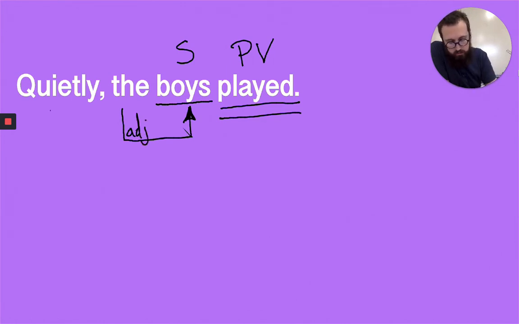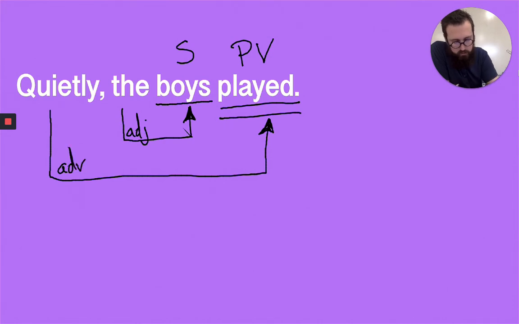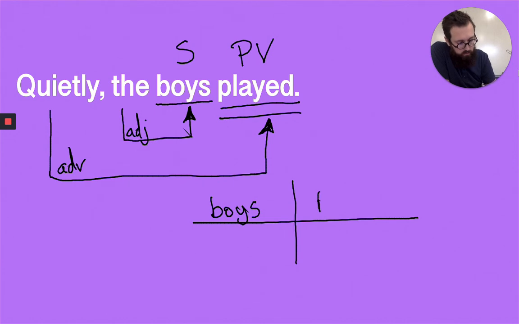And quietly tells me how they played. And that is an adverb because it is modifying a predicate, or modifying a verb, an action word. So notice how I went underneath here. I went underneath this bracket. I don't want to connect them because they're modifying different words. All right, let's go ahead and diagram that one. Draw my baseline. Write my subject. And vertical line. And then played.